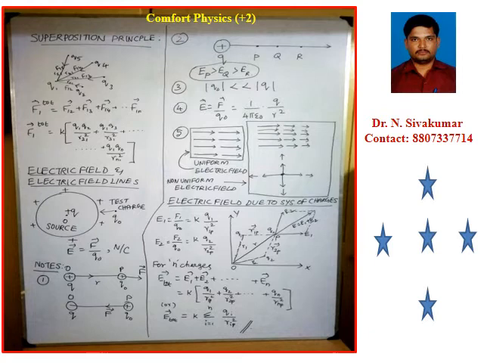So the total force acting on the first charge is the vector sum of the forces on the first charge due to all the other charges, and this is called the superposition principle. Already we have studied the force of attraction between two charges by Coulomb's law: F is equal to K Q1 Q2 by R square. Here K is a constant, so we take it outside.